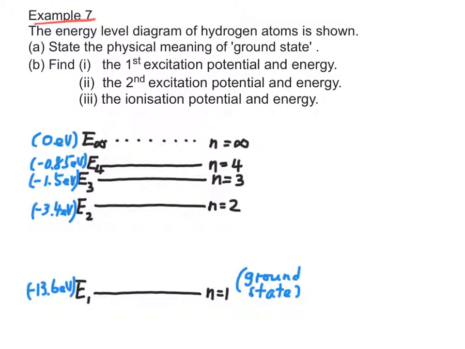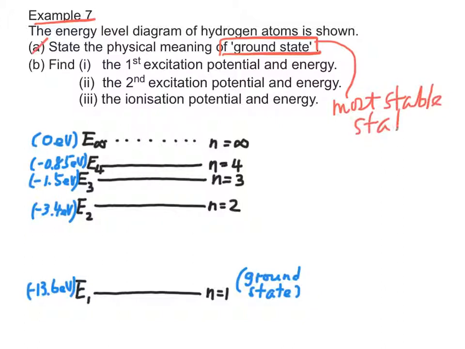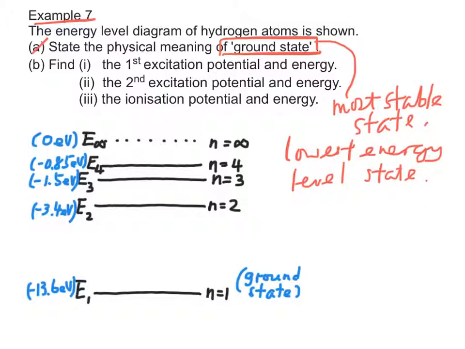Example 7. A. Ground state is the most stable state, or we say ground state has the lowest energy level state, which is equal to negative 13.6 eV.